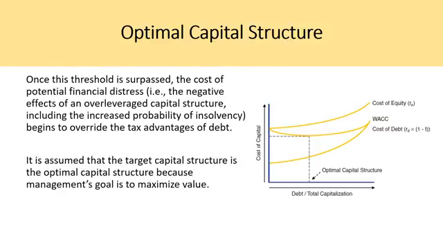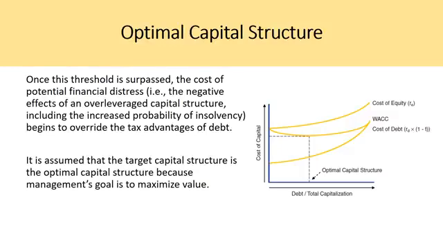Once this threshold is surpassed, the cost of potential financial distress, the negative effects of an over-leveraged capital structure, including the increased probability of insolvency, begins to override the tax advantages of debt. It is assumed that the target capital structure is the optimal capital structure because management's goal is to maximize value.